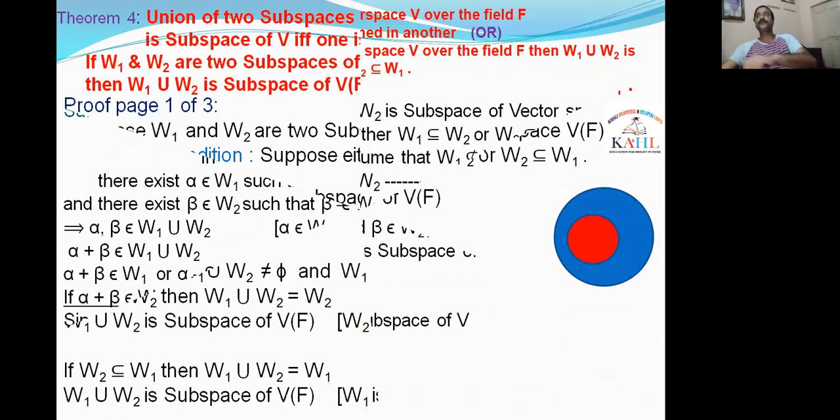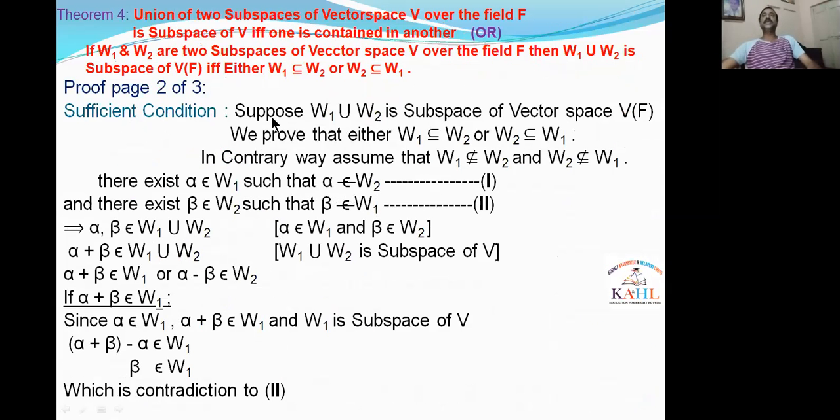What is that? In that sufficient condition, we are taking that suppose W1 union W2 is a subspace of the vector space V over the field F. We want to prove that either W1 is contained in W2 or W2 is contained in W1. But in the contrary way, that means in the wrong way, I am assuming that W1 is not contained in W2 and W2 is not contained in W1.